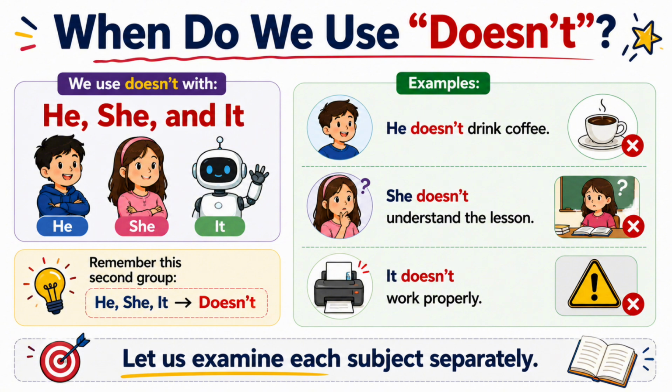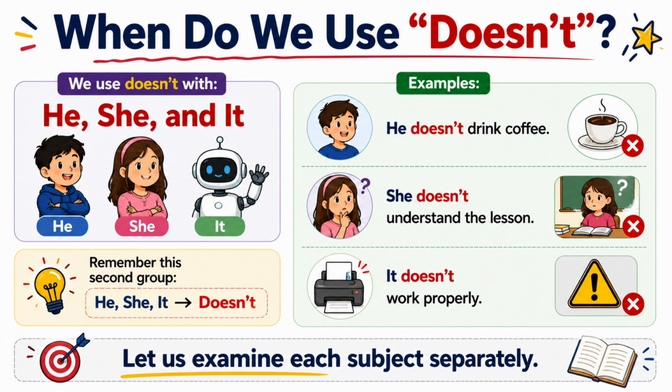So, when do we use doesn't? We use doesn't with he, she and it. Remember this second group. He, she, it, we will use doesn't. Examples. He doesn't drink coffee. She doesn't understand the lesson. It doesn't work properly. Let us examine each subject separately.